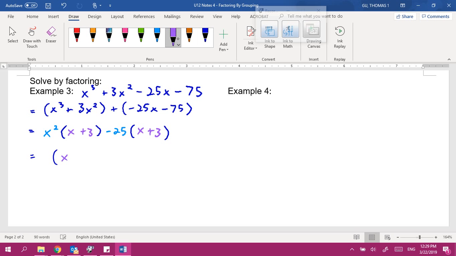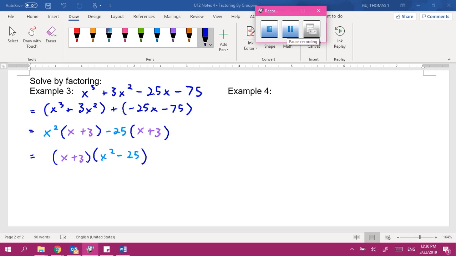Right, x plus 3 times x squared minus 25. Okay, so we got to this point. What do you do next? What should you check for here? If it's perfect squares in this term back here. So, is it perfect squares?